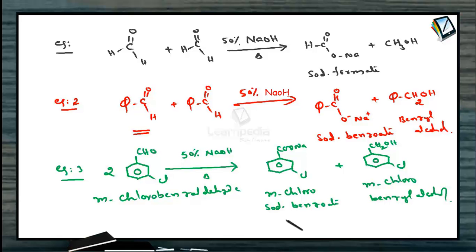So what is the mechanism by which this reaction goes? And further, we can see two molecules of an aldehyde are taking part in the reaction. Hence, it's called intermolecular Cannizzaro's reaction. So let us see the mechanism by which this particular reaction takes place.